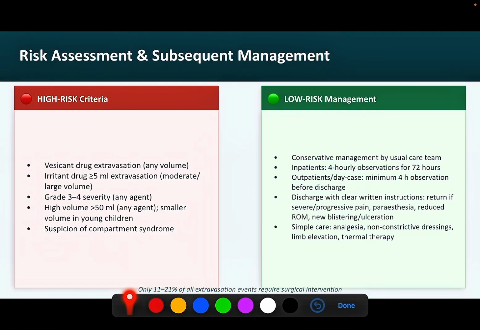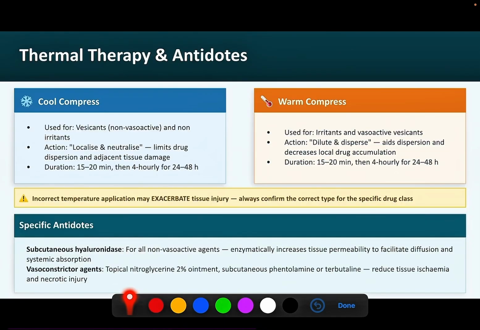So only 11 to 21% of extravasations eventually need surgical intervention. Most of them can be managed with this conservative treatment.